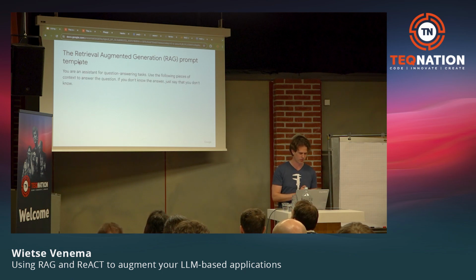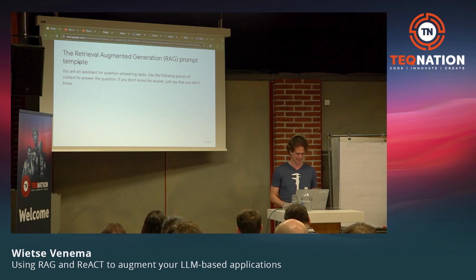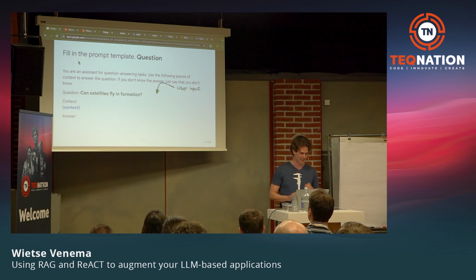This is the actual prompt that I'm going to be sending. You are an assistant for question answering tasks. Use the following pieces of context to answer the question. If you don't know the answer, say that you don't know. Remember hallucinations? They can be very creative, those generative AI models. So there's a question and some context. That's the prompt template, and I'm going to fill those in.